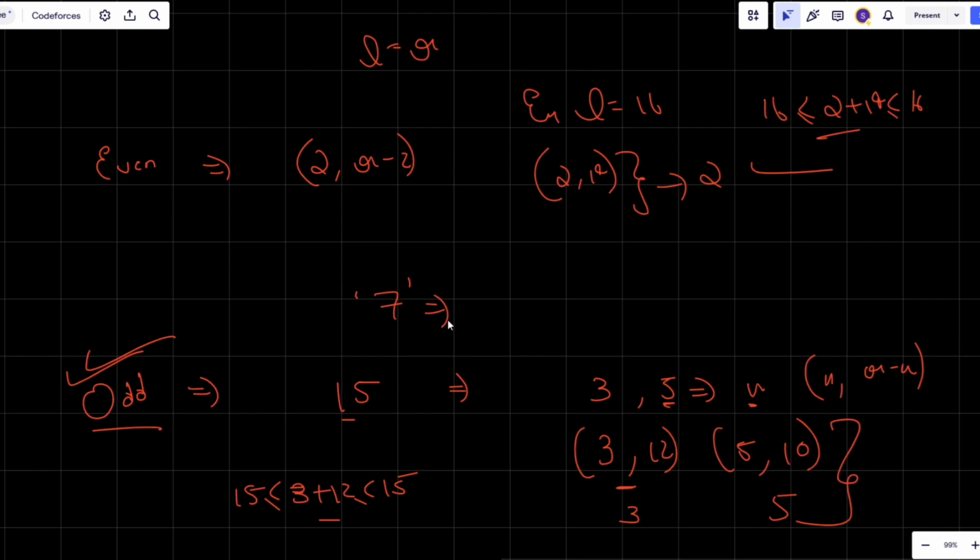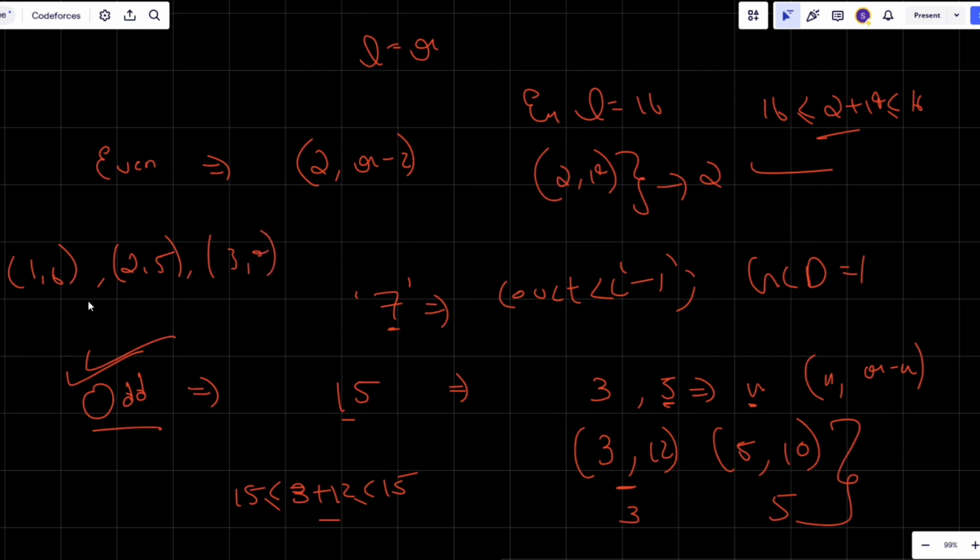So I can say that in the case when I couldn't find any factor, at that time I'll simply output -1. That's it. Because in that case, the GCD will always be equal to 1. See, let us take an example of 7 only. What are the possible combinations? 1, 6, 2, 5, and 3, 4. In all these three cases, the GCD is 1. That's why we'll simply output -1.